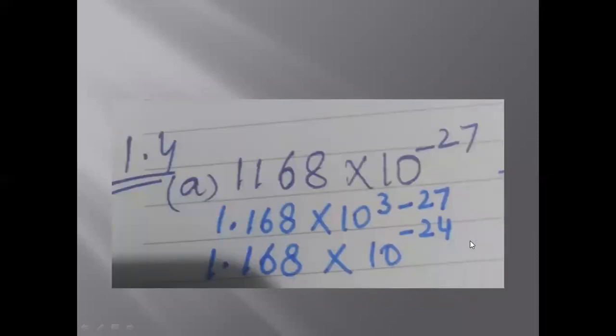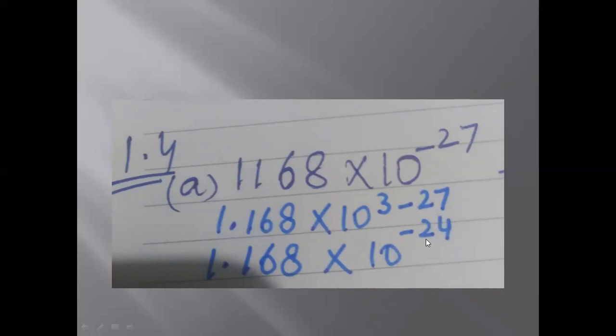Then is question 1.4a. The question is: rewrite the following in standard form. You know, in standard form, there should be one digit before the decimal point. So the decimal point was here. It will take 3 jumps, and it will be 1.168 into 10 raised to the power 3 and minus 27. On solving this, I will get 10 raised to the power minus 24.